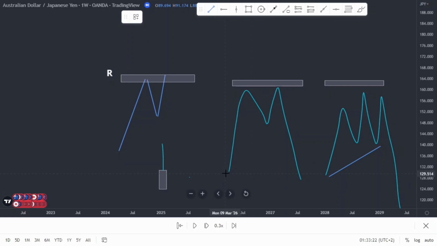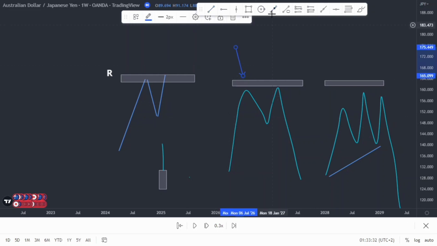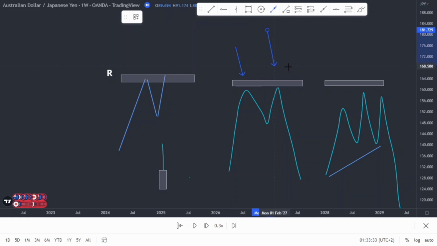You want to see weakness in price. So if price was pushing strongly to the upside and hit your level and started weakening, showing signs of weakness, that is actually a good sign that price wants to go to the downside.